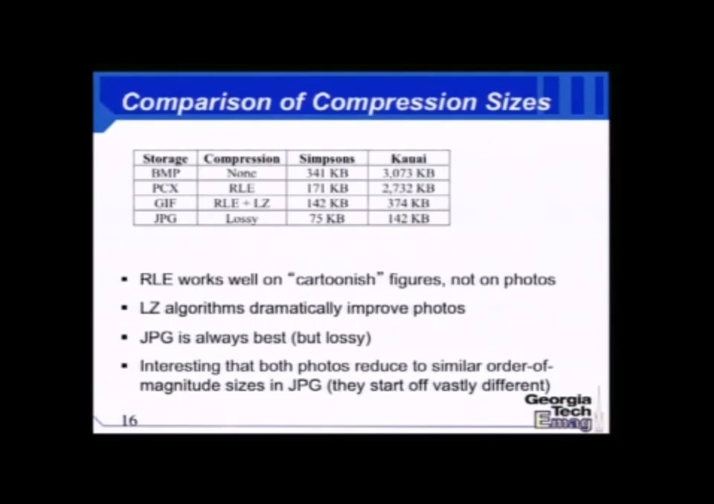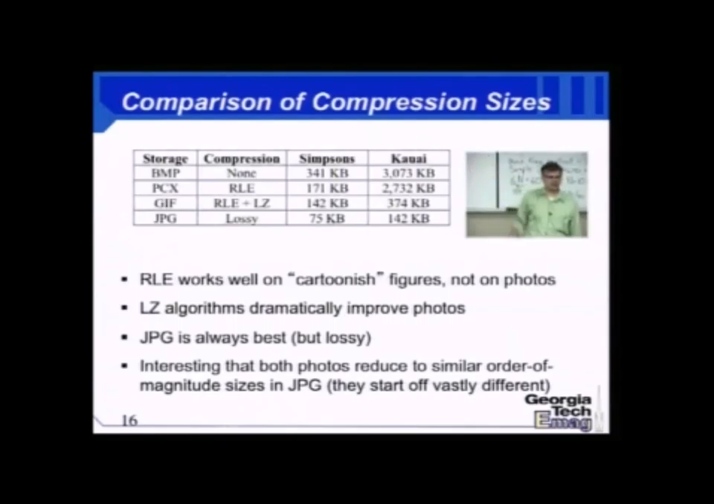Now, of course, in both instances, when I do JPEG, that's when I get the least amount of data required to represent the image. Why? Because now I'm actually throwing information away. If I took that JPEG file, unlike the other three, I could not reconstitute my original image. I would have some deviations that I could notice. Hopefully, it's in such a way that it does not significantly affect my perception of the image. And you can see that at the end of the day, the Simpsons is compressing down to about 75. Kauai is going down to 142.